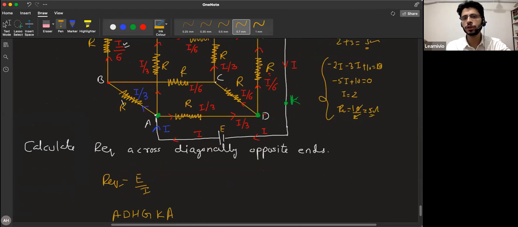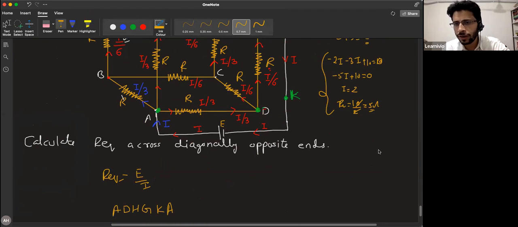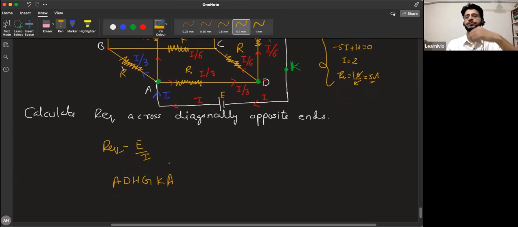Let's write the equation for this loop. I'm going from A to D. Who will write this equation? Anshika, just tell me the equation of the loop. We're going from A to D. What will be the voltage drop? ADHGKA. I'm going from A to D. What will be the voltage drop here?